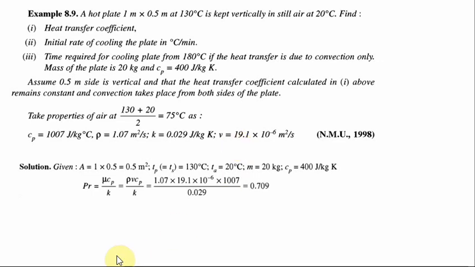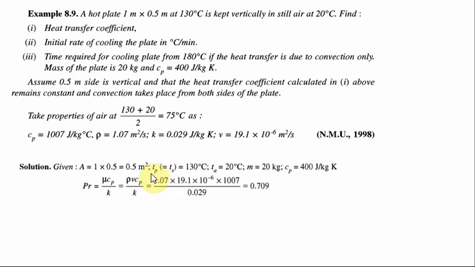So the solution is: first, the given data. Area of the plate is 1 by 0.5 equal to 0.5 meter square. Then the surface temperature of the plate Ts is equal to 130 degrees Celsius. Ambient air temperature is 20 degrees Celsius. Mass of the plate is 20 kg and Cp is as given.